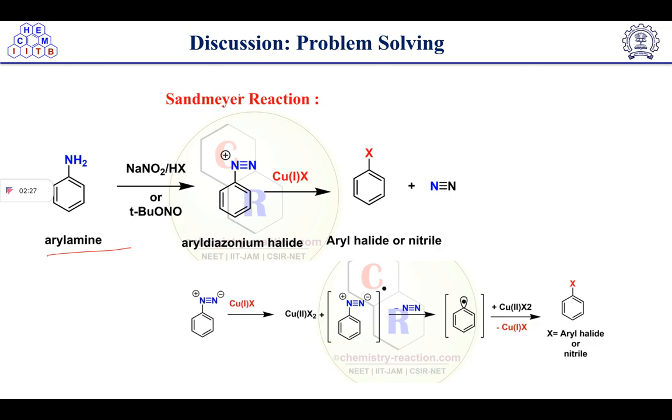As you can see here, we have NaNO2 and HCl. If we write it in full form, NaNO2 plus HCl, what will happen? It will form HNO2, and salt formation will take place, NaCl. Got it? So this is forming in situ, and this HNO2 will further react with the arylamine.